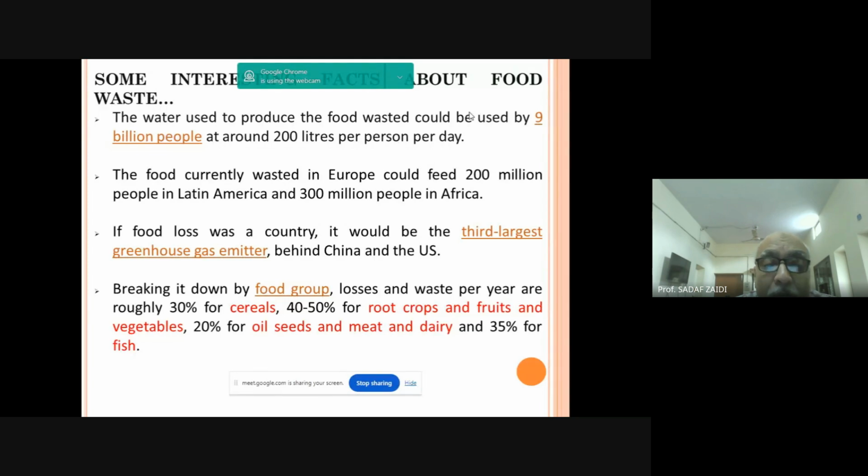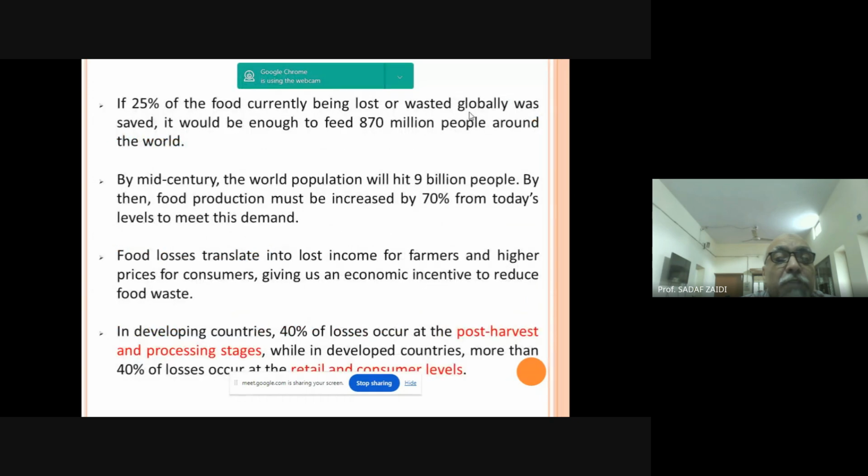Now, if you break it down by food group, losses and waste per year are roughly 30% for cereals, 40 to 50% for root crops, fruits and vegetables, 20% for oil seeds, meat and dairy, and 35% for fish. So these are some of the interesting figures. Now, if 25% of food currently being lost or wasted globally was saved, it would be enough to feed 870 million people around the world.